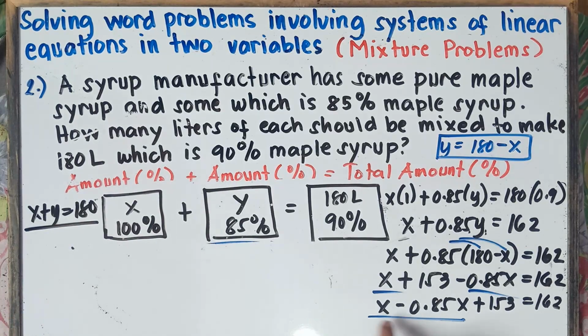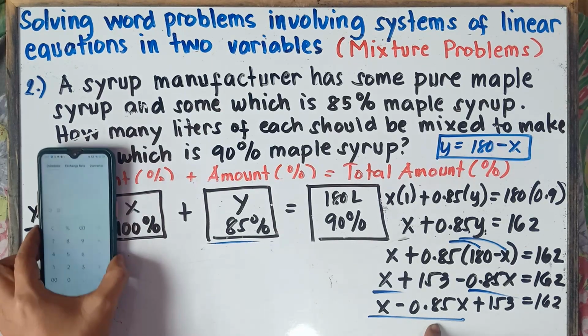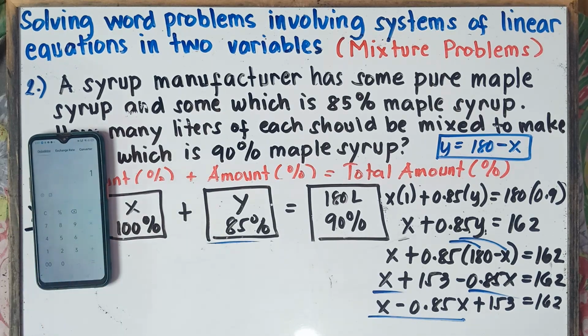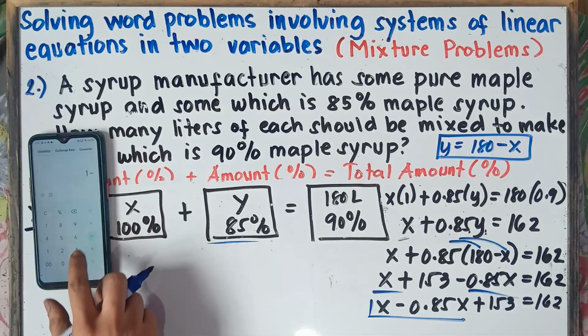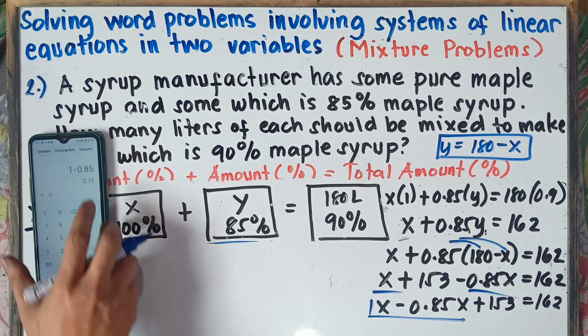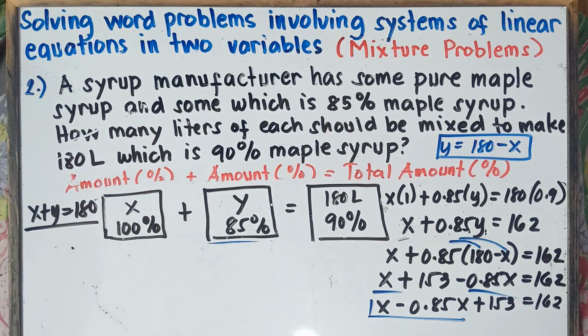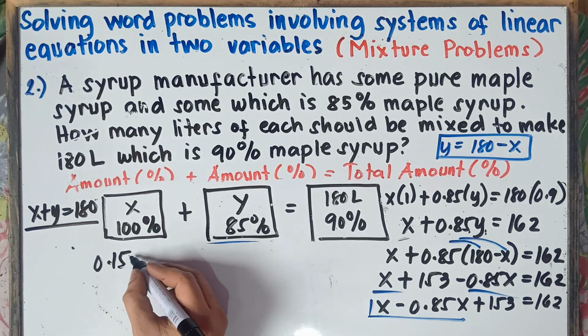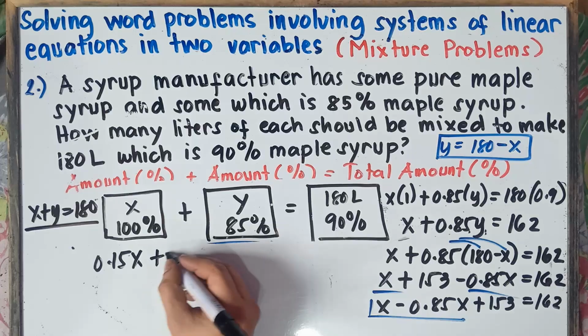So combine this one. 1 minus 0.85, I think that's 0.15. So 1, understood that there's 1 here, right? So 1 minus 0.85, yep, that would be 0.15. So 0.15x, copy x, plus 153 equals 162.